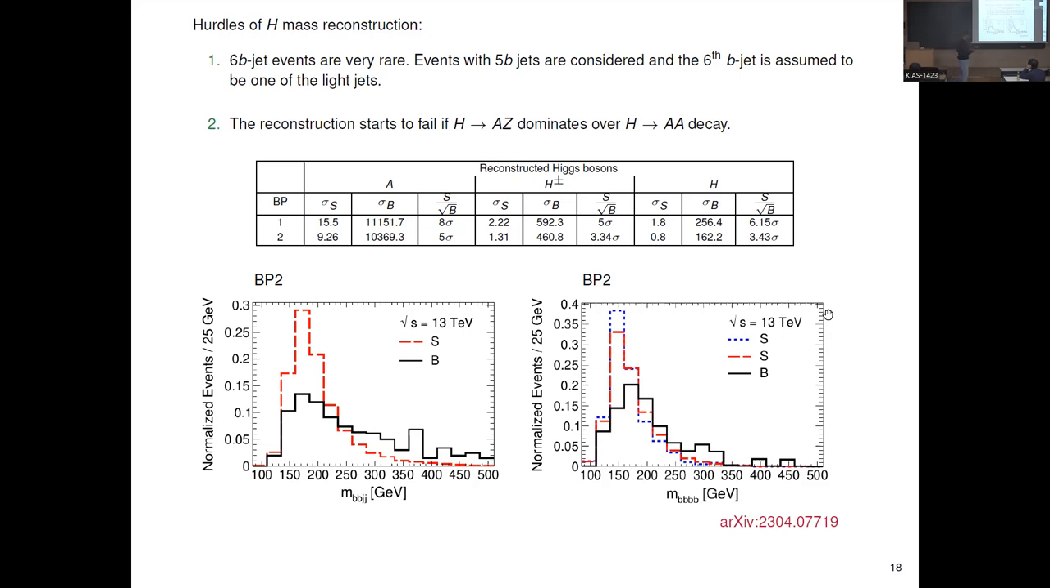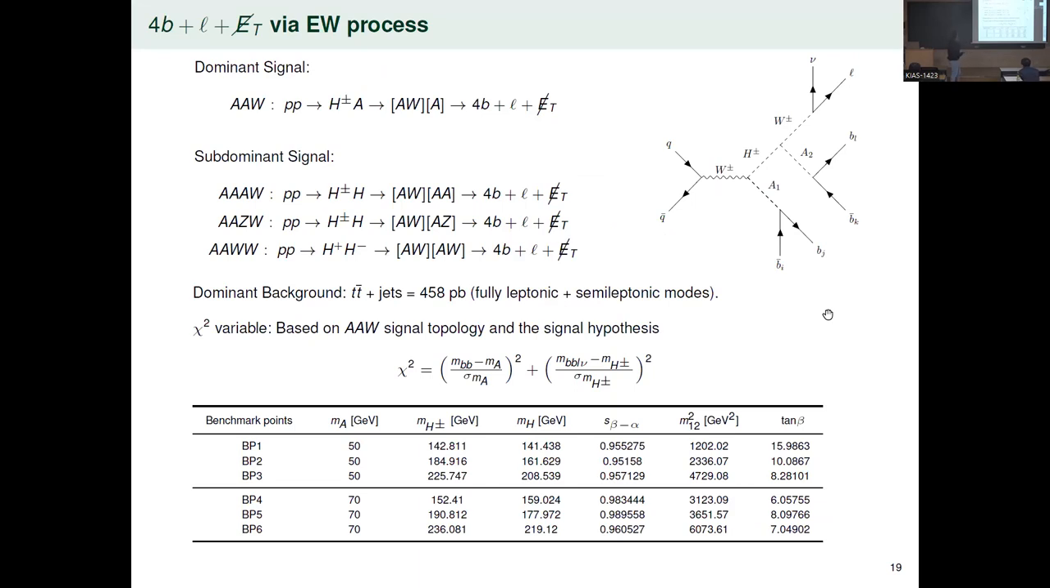At the same time, I also studied 4b plus W, where the W goes to the leptonic channel. So this is a charged final state, which cannot be achieved through the QCD process. The dominant contribution is once again AW, where the pseudoscalar is produced with the charged Higgs, and it decays to AW and can give 4b. And when the W goes to the leptonic mode, it gives a lepton and missing transverse energy. The subdominant contributions will be the triple AW, AZW, AWW. They all contribute to give the final state 4b plus lepton plus missing energy. This final state can only be achieved through the electroweak process. There is no QCD counterpart for it.